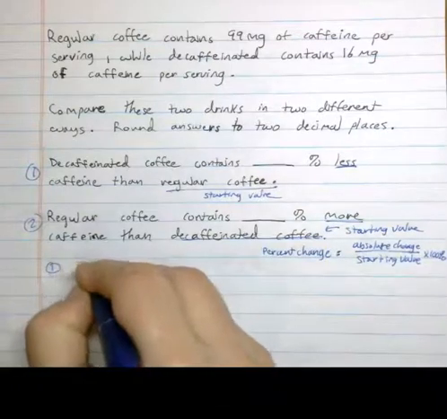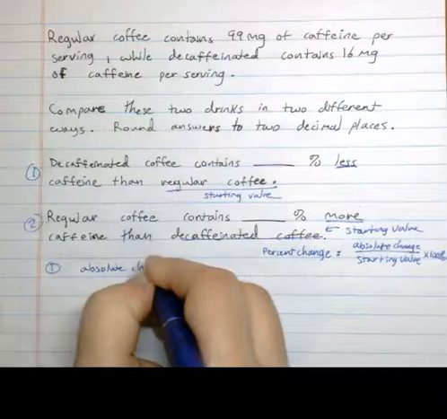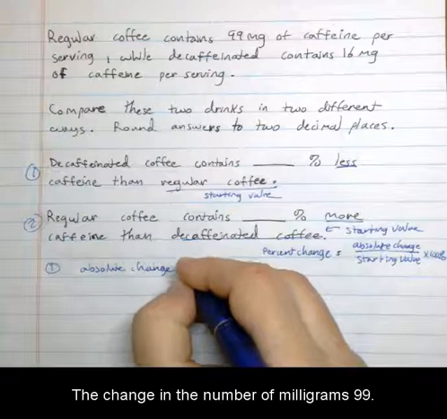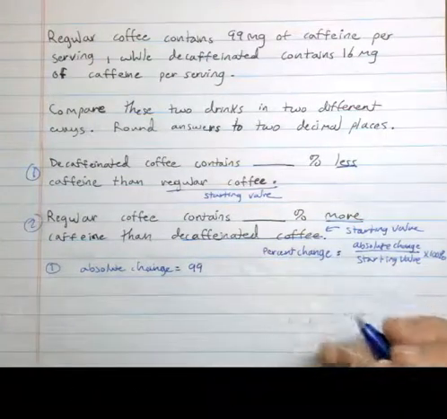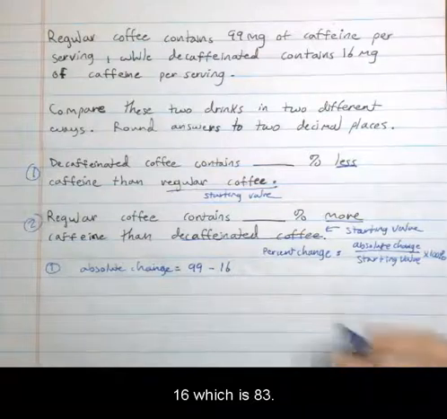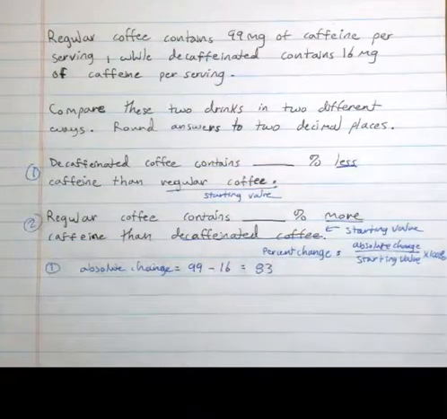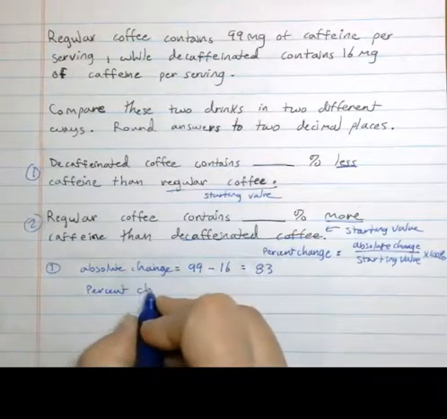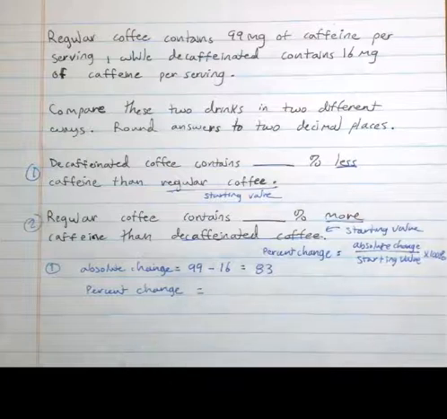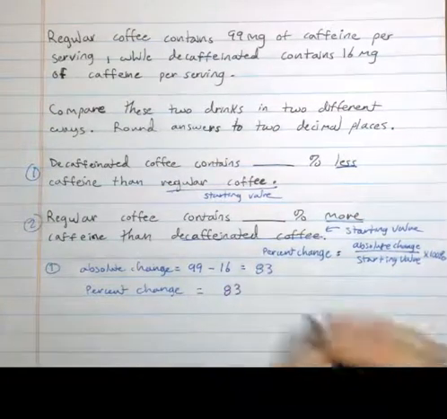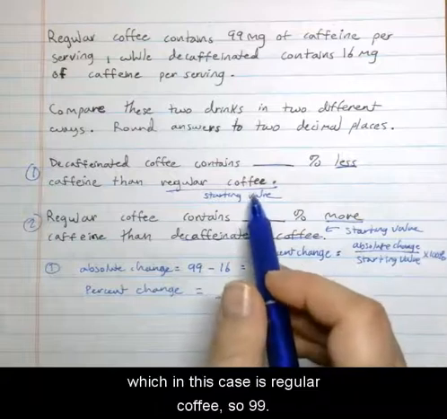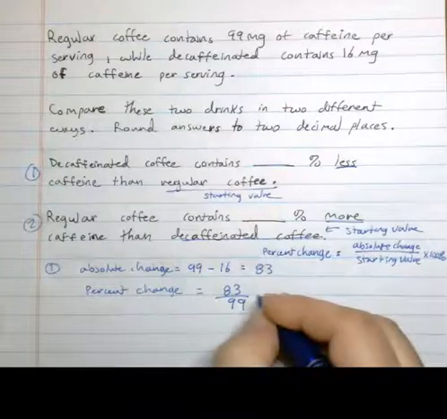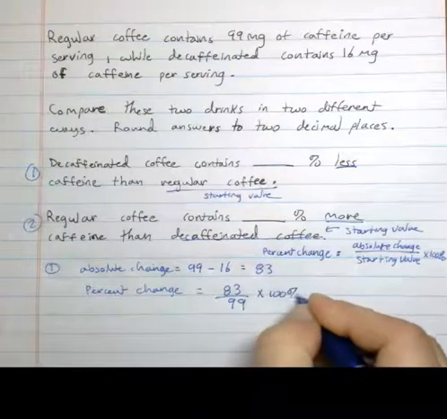So for the first case, our absolute change equals the change in the number of milligrams, 99 minus 16, which is 83. So our percent change equals the absolute change divided by the starting value, which in this case was the regular coffee, so 99, times 100%.